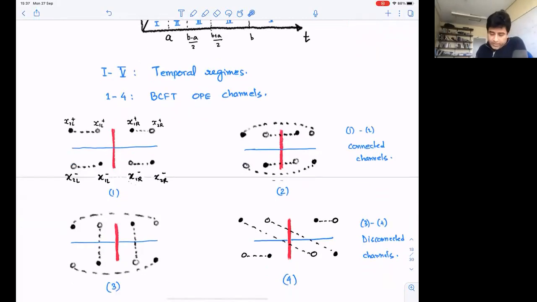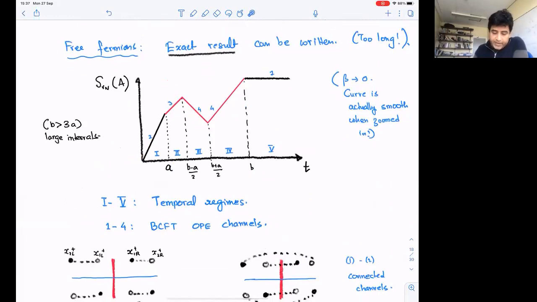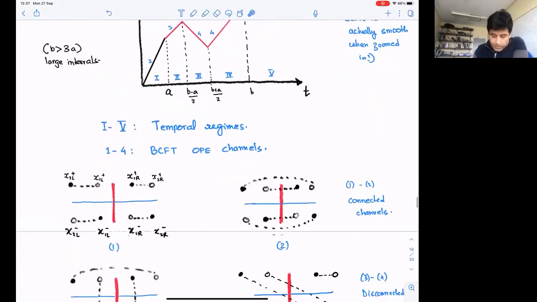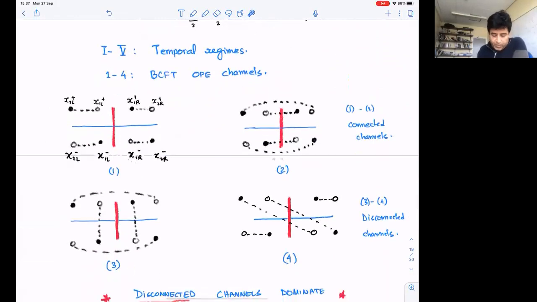So one and two are connected channels, and they contribute to the early time and the late time behavior. But something's happening in the intermediate time scales. And this is where these two additional channels come in, three and four. Three and four, the way I've drawn them, as you can see, involve not only linkages between left and right, but also linkages between the CFT insertion points and their images. This on the left side and this on the right side.